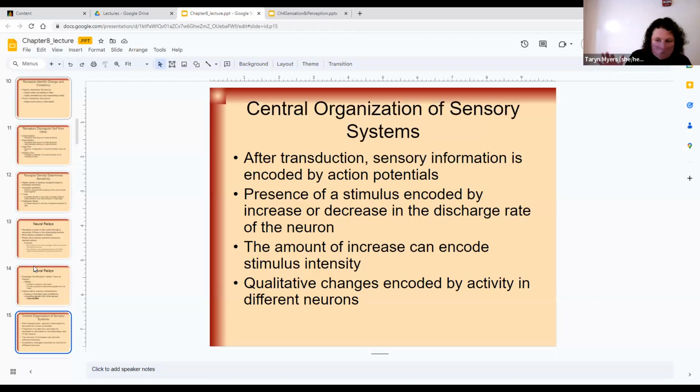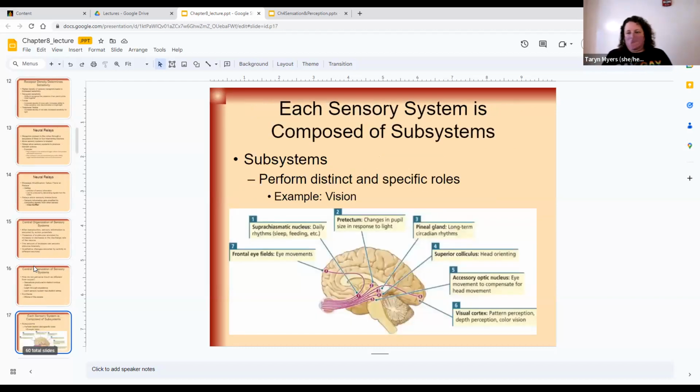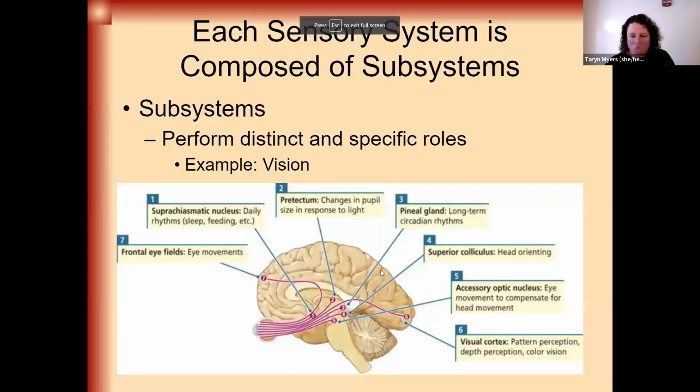And qualitative changes are encoded by activity in different neurons. We don't just have one neuron responding. What can happen because these different sensory areas interconnect is that we can end up with some crossed wires, intercommunications. Let me make this bigger because I just realized that font is kind of tiny.